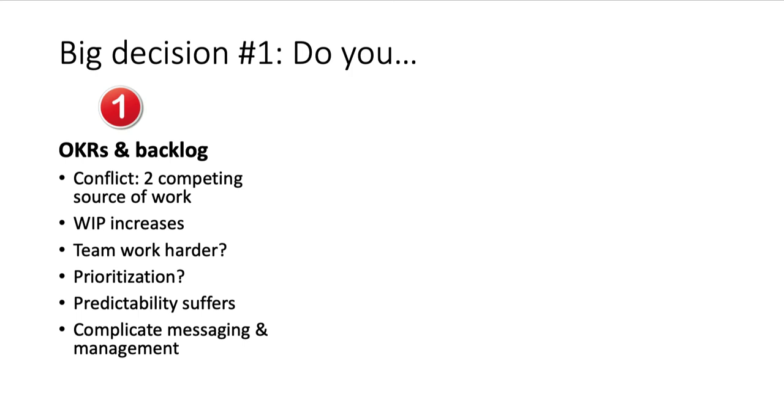As a result of the increase in work in progress, as a result of regular prioritization calls, your predictability is going to suffer. And partly as a result of predictability suffering, your messaging within the team and outside the team to managers and to other stakeholders is going to suffer. How do people know what to expect? How do you communicate a message of what they should expect? So I do not recommend option 1.